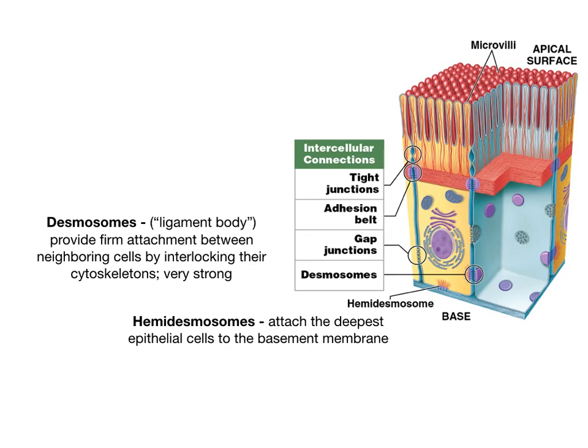All right, then we have our desmosomes, which are below those, on the other side of those gap junctions. You can see that there. The desmosomes are a ligament body. They provide firm attachment between neighboring cells by interlocking their cytoskeletons, which are very, very strong. And then we have our hemidesmosomes, which attach the deepest epithelial cells to the basement membrane. So these are anchoring those epithelial cells down to the connective tissue. They are keeping them secure there so they don't shift and move around.